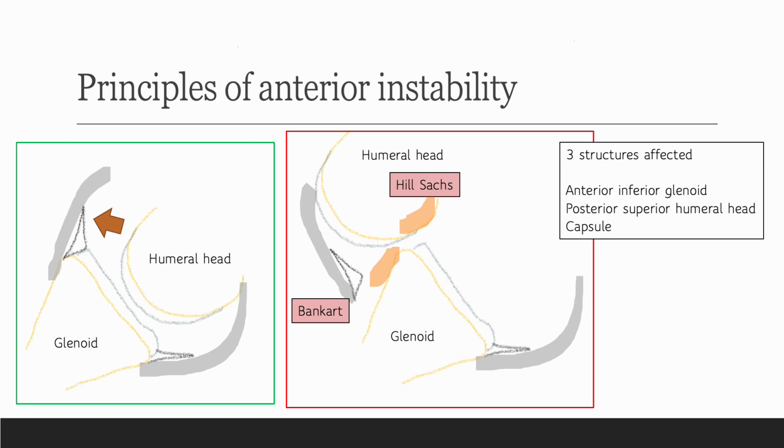Anterior instability is a situation where there is anterior dislocation of the humeral head. When this happens, there are typically three structures affected: the anterior inferior glenoid and its labrum, the posterior superior humeral head, and the capsule. So at the anterior inferior glenoid, you get a labral tear of a variety of different types with associated bony lesions. Posterior superior humeral head, you get impaction, which is called a Hill-Sachs lesion. And then finally, you have some disruption and stripping of the capsule itself.